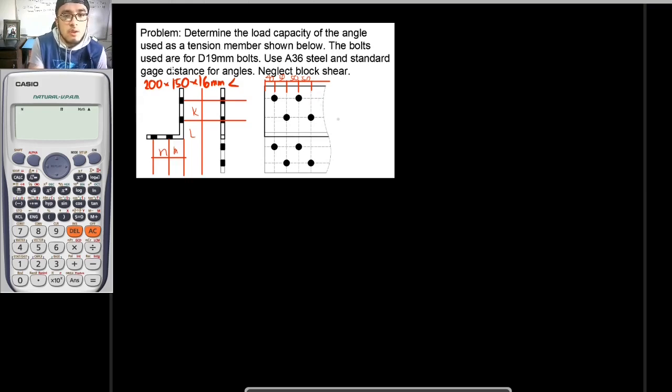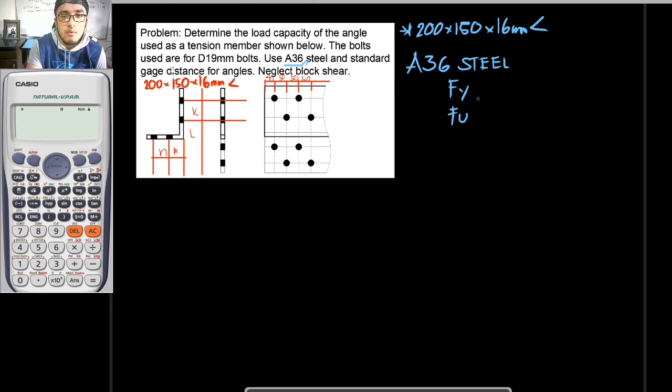Okay, if we are to deal with analysis problems, the first thing that we should do is to list all the parameters given or the properties. Basta yung given. So here, it is said that our angle is to be of 200 by 150 by 16 mm. So it is an angle. And next up, what property will we use? It is said here that we are to use A36 steel. By that itself, we should know what the yielding and the rupture strength of our particular steel are. So that is to be Fy and Fu.